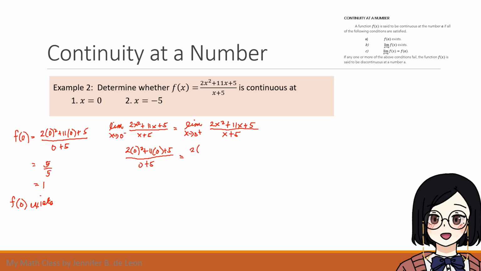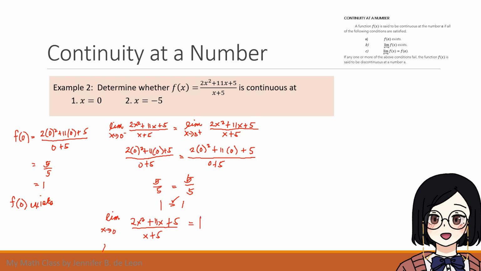Evaluating at x = 0, we will have (2 times 0² + 11 times 0 + 5)/(0 + 5). At the right side, we will have (2 times 0² + 11 times 0 + 5)/(0 + 5). Simplifying these expressions, we will have 5/5 equals 5/5. Hence, we can say that the second condition is satisfied. The limit of the given function exists.